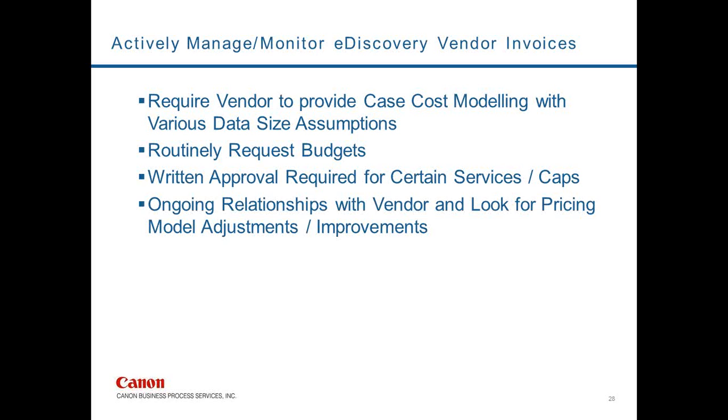And we looked at building in collars around what happens when that situation happens, and you want to ask your vendors about that. And then routinely request budgets as the case goes on, let's say after the first month or after the first 3 months, to continue to make sure that you're on track. We see written approval for certain services or certain caps is a good way to manage not only our internal teams, but our clients' expectations.